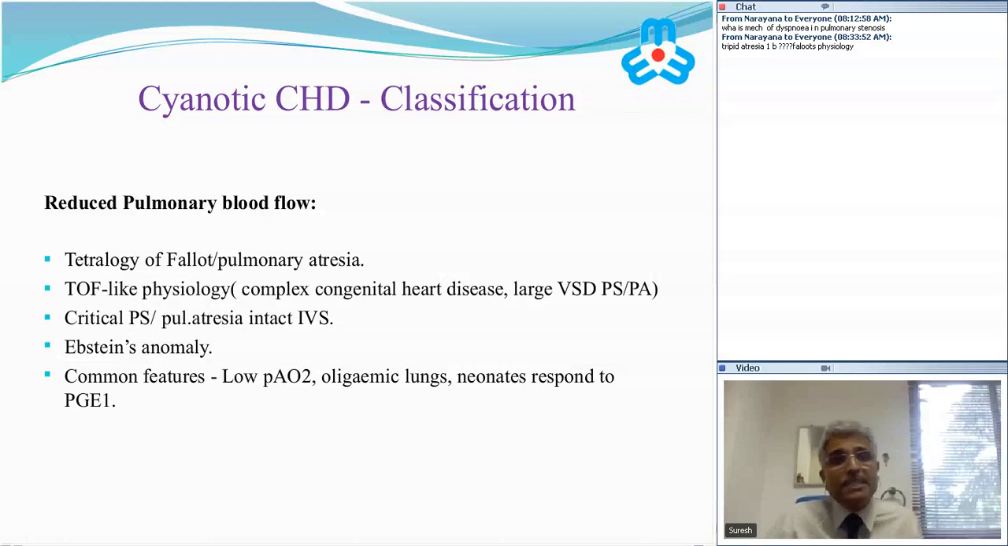In the older child with Ebstein's anomaly, either when there is RVOT obstruction or due to the inadequacy of the functional RV, there is a right-left shunt across the ASD, and that is the reason for cyanosis. So the common features in the reduced pulmonary blood flow group: low PaO2, X-rays showing oligemic lungs, and in the case of a neonate, response to prostaglandin. If you start prostaglandin, the saturation improves.